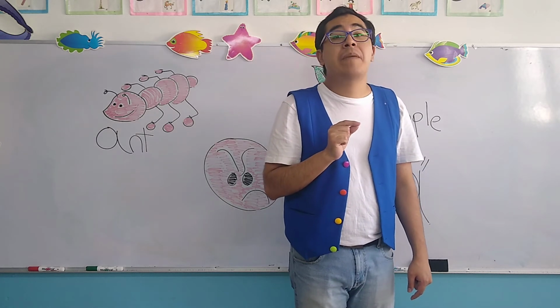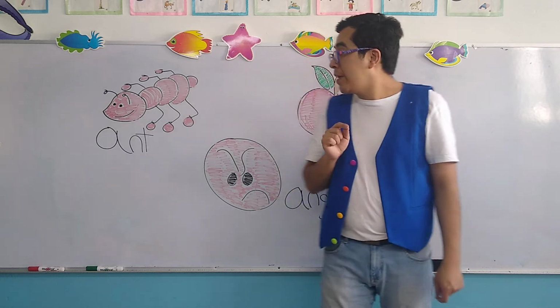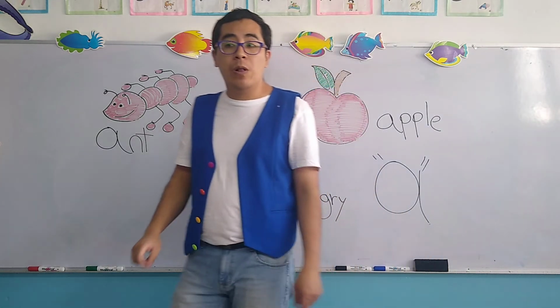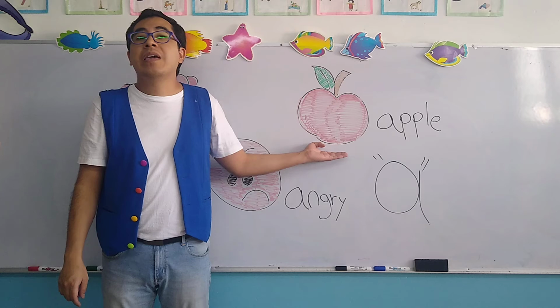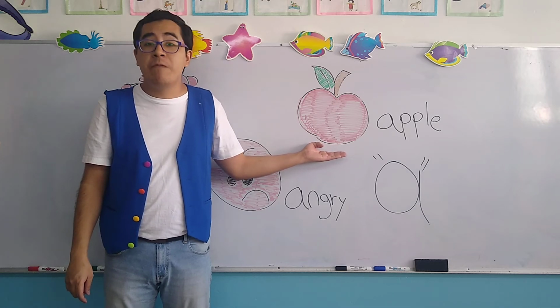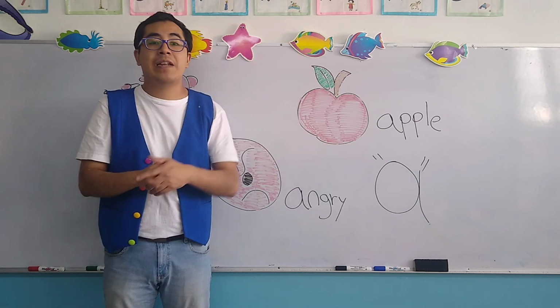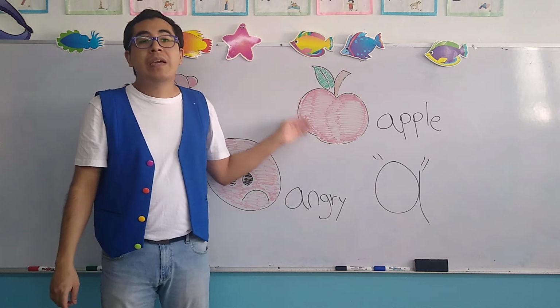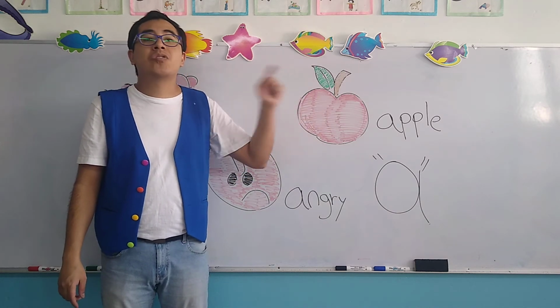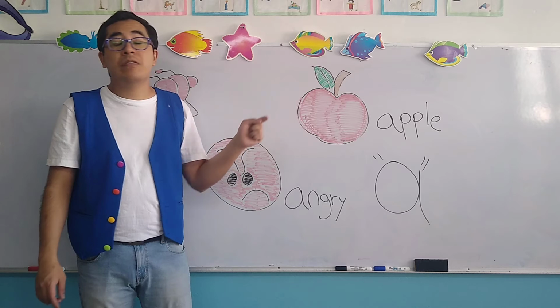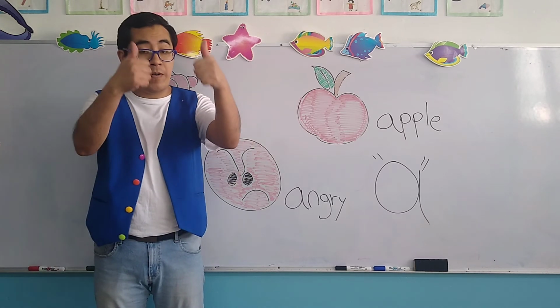Another object that begins with the small a is an apple. Now, an apple is part of the family of fruits. Es parte de la familia de las frutas. Now, the apple is like a circle and it's color red. It's very delicious. Apples are very, very good.